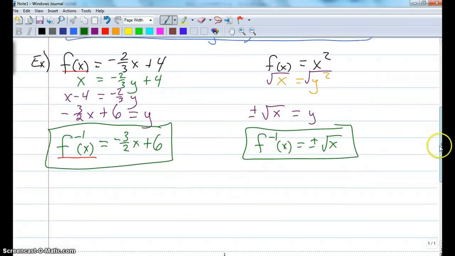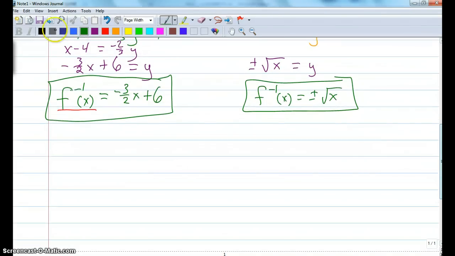All right, so I'm going to give you one more. Let's see if you can do it by yourself. Let's go with g of x. G of x is 1/2 x cubed minus 2. So go ahead and pause it for a minute and find the inverse of g of x.